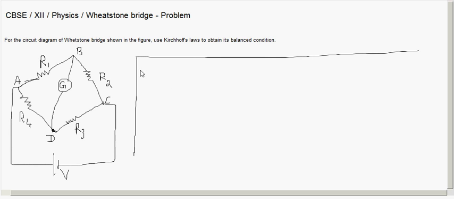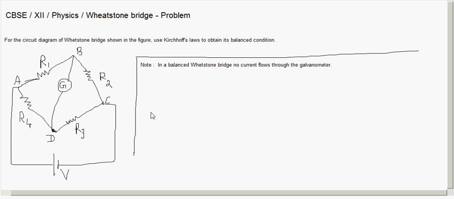I'll give you a note here. Note: In a balanced Wheatstone bridge, no current flows through the galvanometer, or current through G is 0, so you can neglect G when you are applying the Kirchhoff laws.